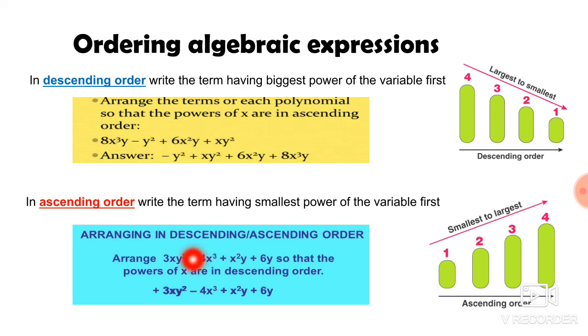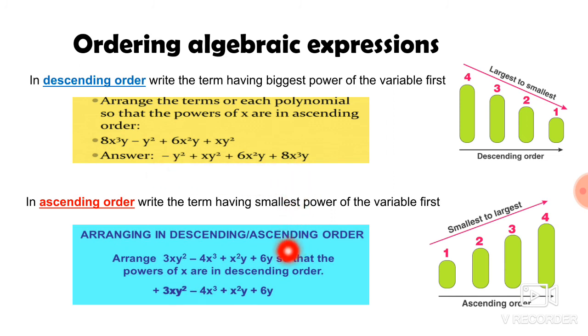Arrange according to the powers of x. In this example, you also have to arrange according to x. We do not have x here, so x exponent 0 is the smallest one, and we write it first. Then x exponent 1, x exponent 2, and x exponent 3. This is the ascending order.